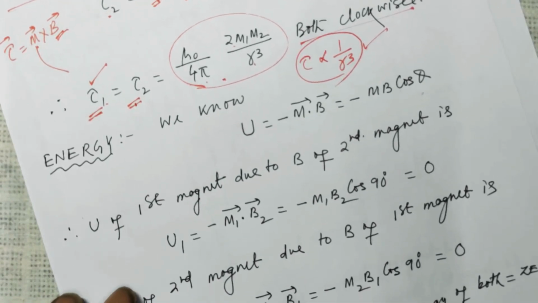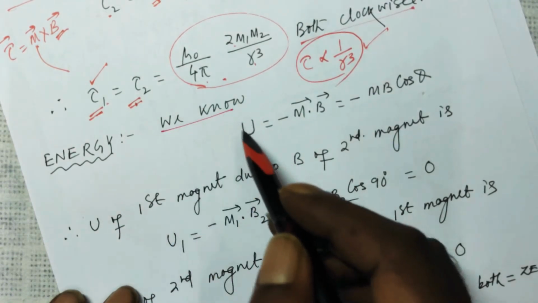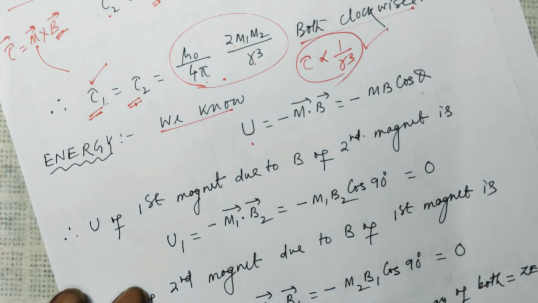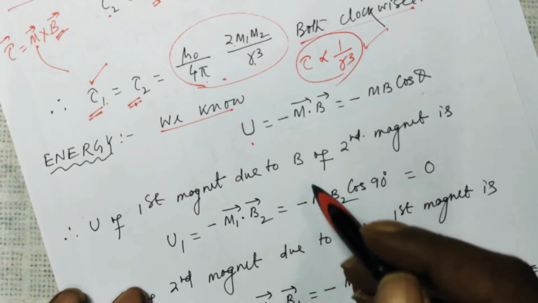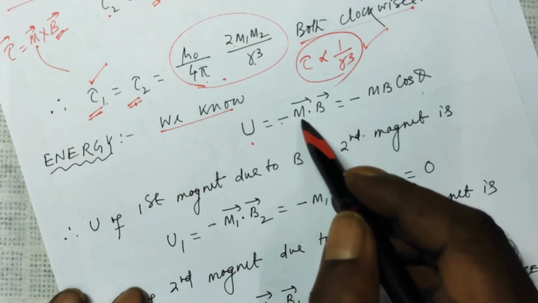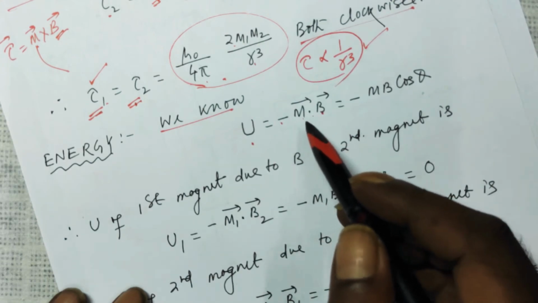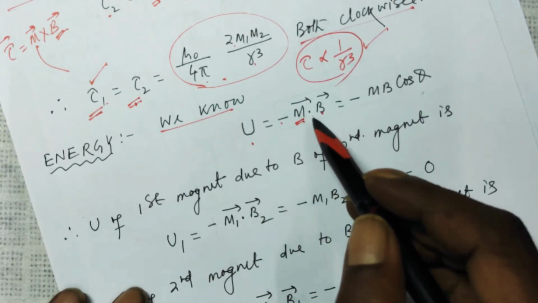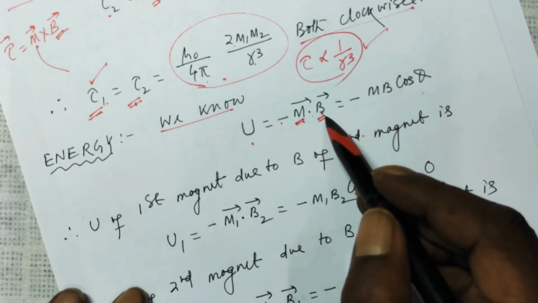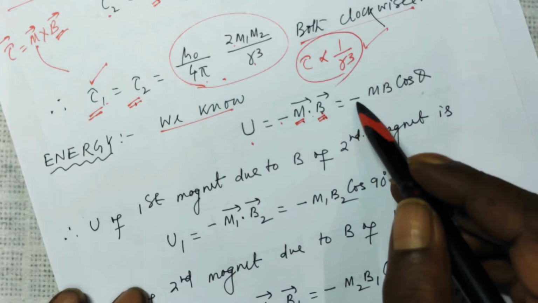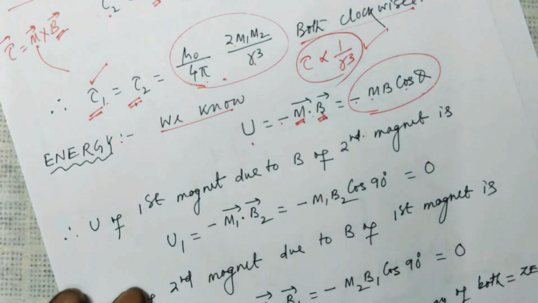Now let us go to find out the energy. We know the potential energy of a bar magnet in a magnetic field is the negative dot product of M, the magnetic moment of the magnet, and B, the magnetic field. So that is equal to minus MB cos theta.